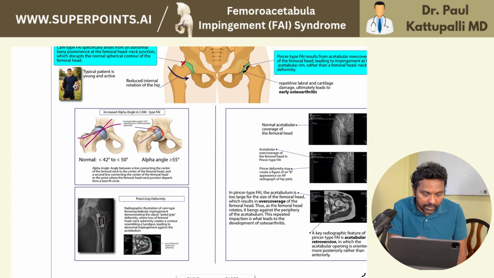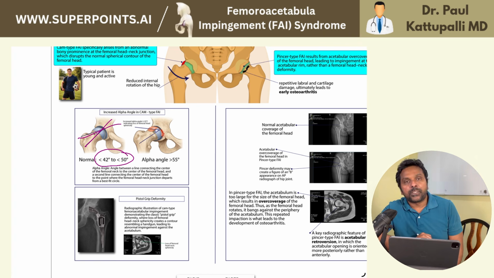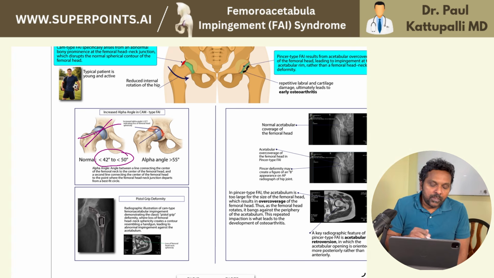The alpha angle here is normal. It is 42 to 50%. It can be less than 40. It can be less than 50. But if it is more than 55, that is the threshold. Okay. If it is more than 55, we are looking at CAM type FAI.